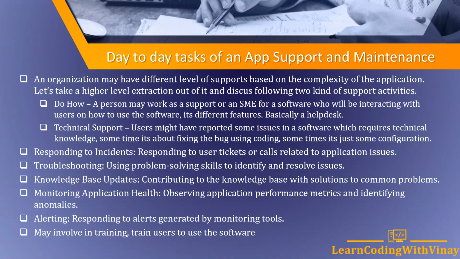Second, the technical support, L2. In technical support, sometimes a user may raise an issue that requires technical investigation. Maybe some configuration changes, maybe data is missing, maybe there is a bug in the code which needs to be fixed, right? So majorly these two will be involved in application support and maintenance. First is the do how, who are the first to look into the issue. Second, based on further investigation, if that requires technical support, L2 level engineers will be involved, who will be responsible to fix that bug, right?